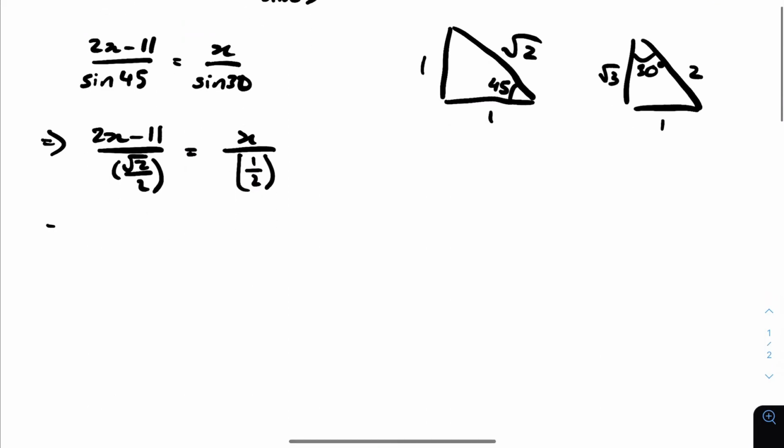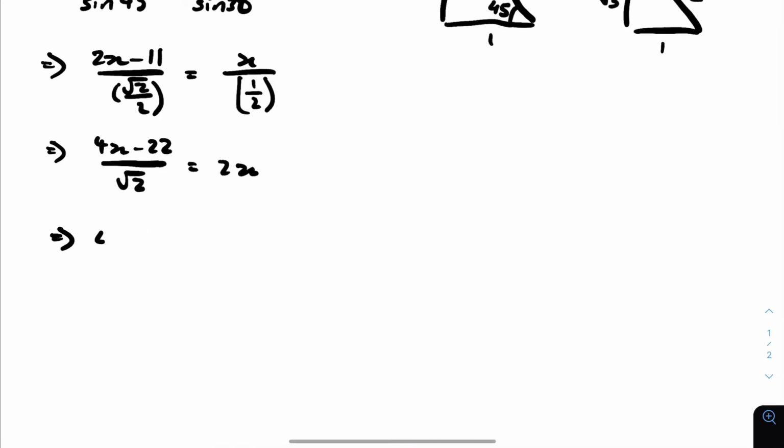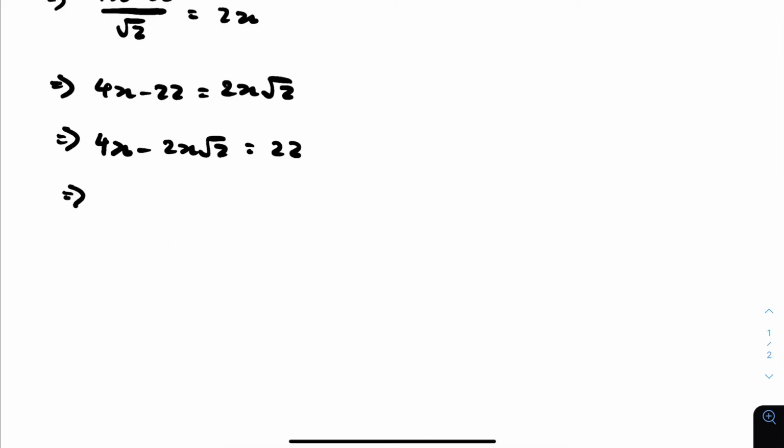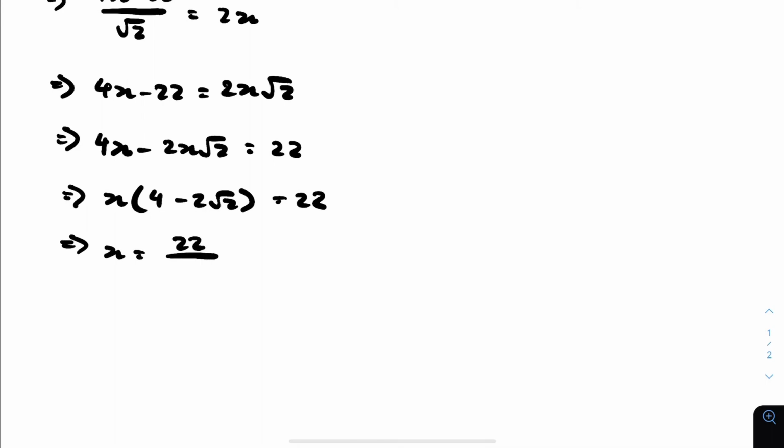Now we're going to simplify whatever we have here. So we get 4x minus 22 over root 2 is equal to 2x. So if we multiply everything by root 2, we get 4x minus 22 is equal to 2x root 2. Bring all the x's to one side, it's just rearranging now. So 4x minus 2x root 2 is equal to 22. So if we factor out x, we get x times 4 minus 2 root 2 is equal to 22. So x is equal to 22 over 4 minus 2 root 2.